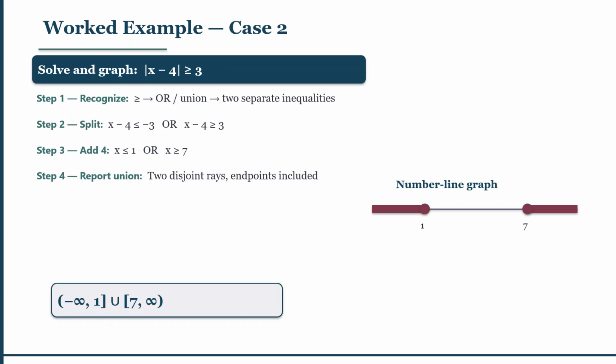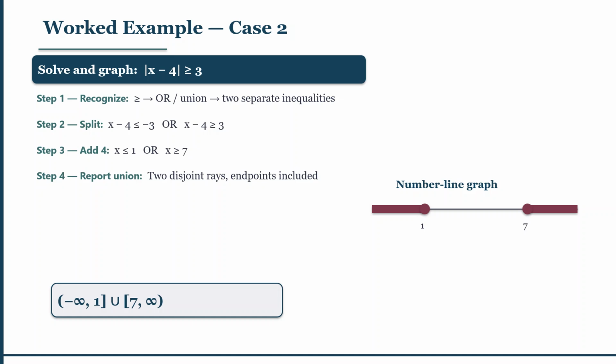Second worked example. Solve and graph the absolute value of 3x plus 6 greater than or equal to 9. Step 1. Recognize the structure. The inequality is greater than or equal to, which is case 2, or union 2 unbounded rays. This is the opposite shape from the less than or equal to example we just did.